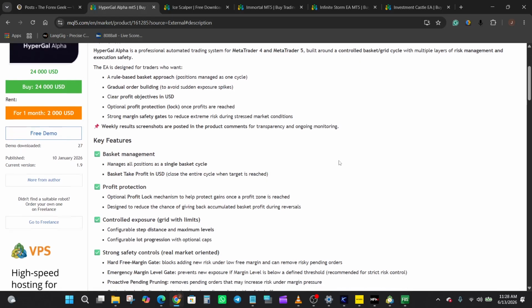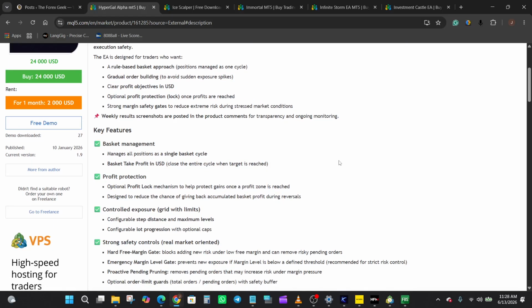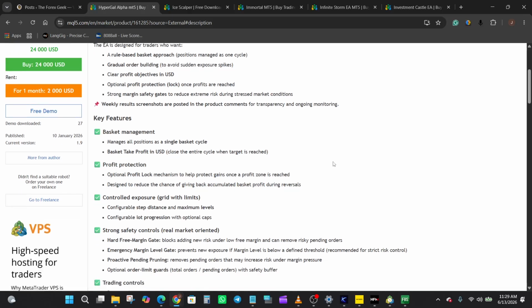The page also explains that exposure can be controlled through configurable grid spacing, maximum levels, and lot progression settings. On top of that, HyperGal Alpha includes several safety-focused controls such as free margin protection, margin level thresholds, pending order pruning, and optional order limits. These controls are intended to prevent additional exposure from being added when account conditions become stressed.